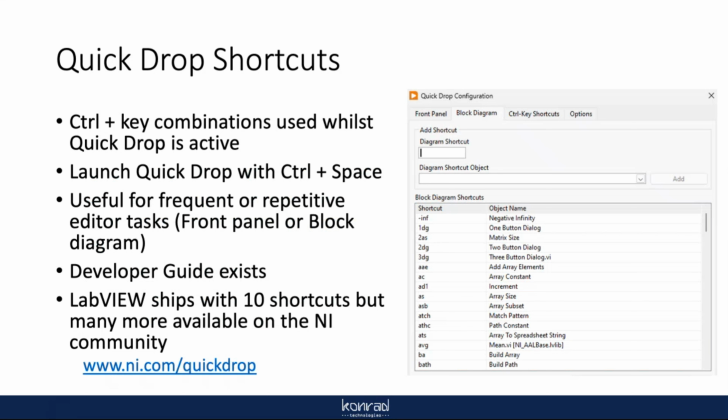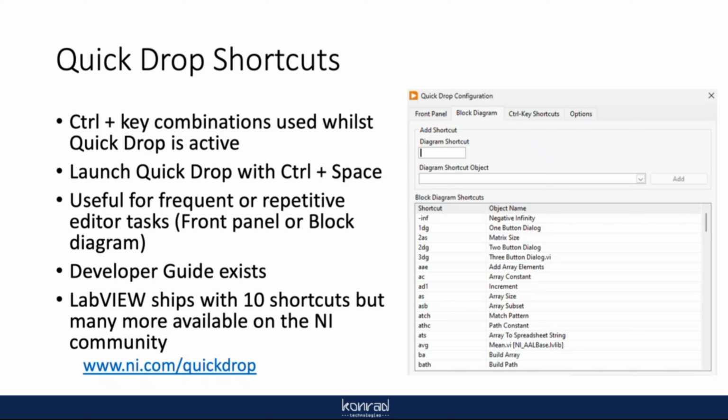Quick Drop shortcuts allow us to specify a control key combination used whilst Quick Drop's active. So we launch Quick Drop with Control space. This is extremely useful if we've got a frequent or repetitive editor task. So we're on the front panel, or we're on the block diagram, and we want to do something just like I just did with remove and rewire.